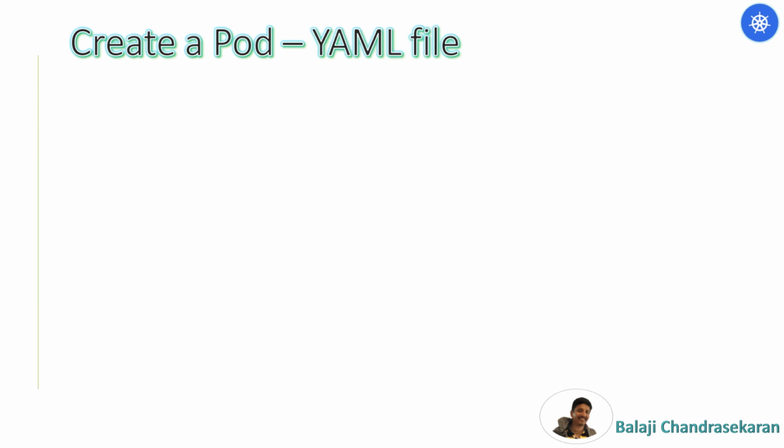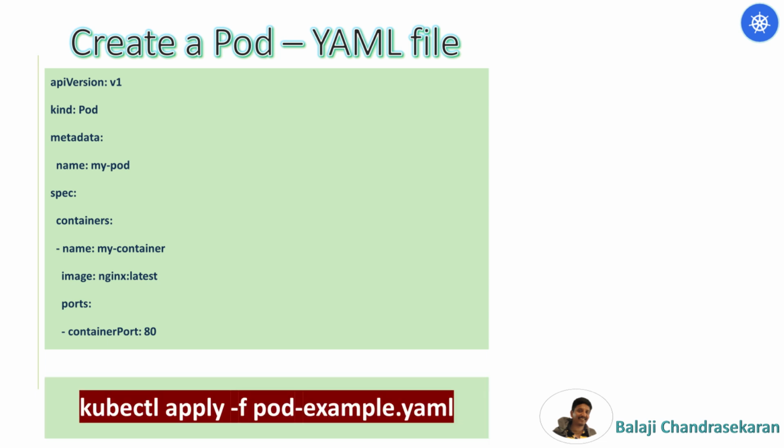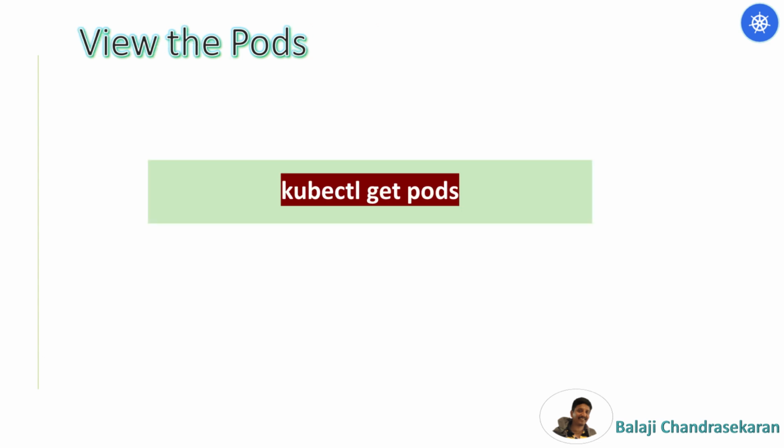The pod can also be created using the YAML file. Create a file named podexample.yaml with the following content. Run the following command in your terminal. kubectl apply -f podexample.yaml. This command tells Kubernetes to create a pod based on the specifications provided in the podexample.yaml file. kubectl get pods command displays a list of all pods in the default namespace along with their status.